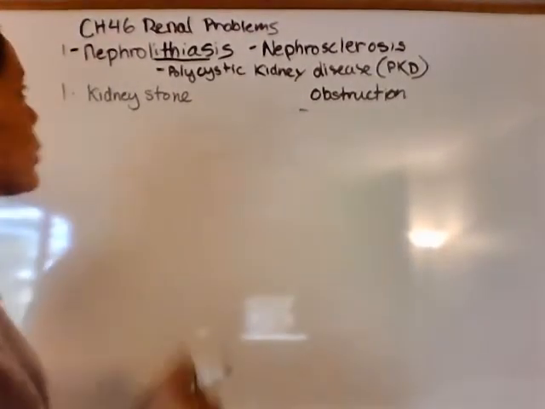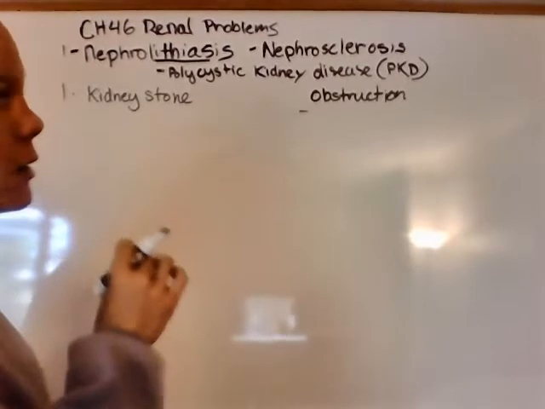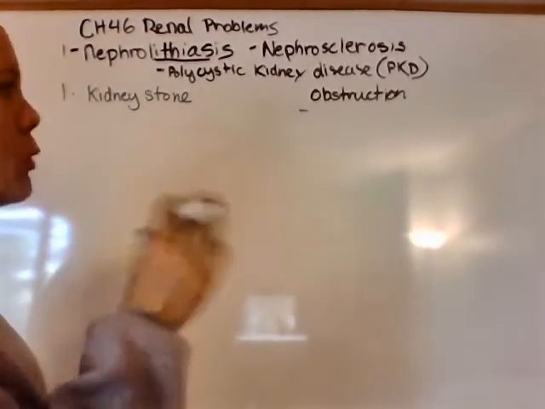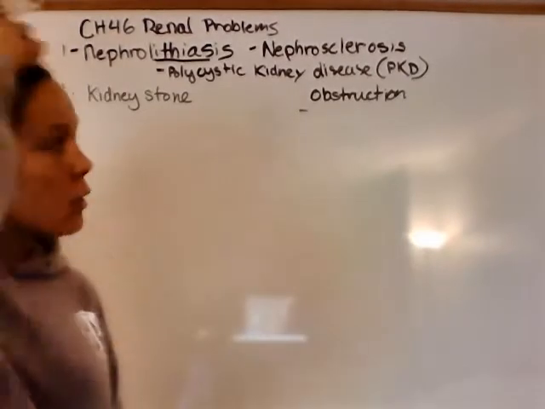Okay, chapter 46, we're going to go through nephrolithiasis, nephrosclerosis, polycystic kidney disease, and we'll talk about obstruction of the kidneys and ureter in general.